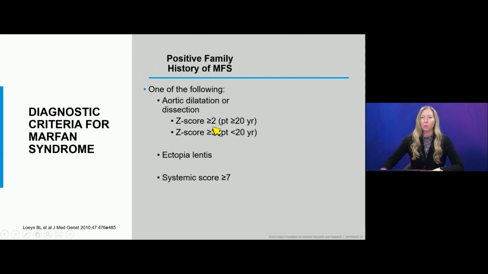And we use Z-scores in these patients. So for young patients, it's a Z-score greater than 3. For patients over 20, it's a Z-score greater than 2. And if you're not used to using Z-scores, the Marfan website, this website right here, they also have an excellent app. They have a Z-score calculator, and you can use that.